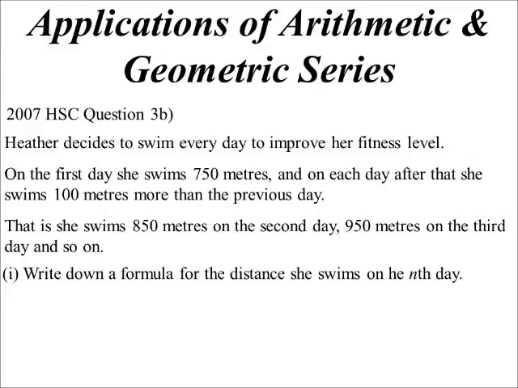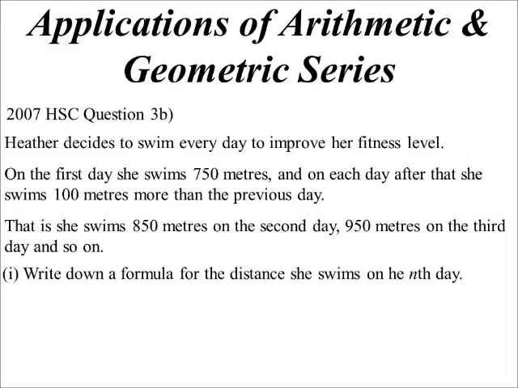So on the first day she swims 750 metres. But that's not good enough. And then each day after that, she swims 100 metres more, so another 2 laps. So, in other words, in case we don't quite understand what they mean, she swims 850 on the second day, 950 on the third day, and so on. And the question is, we want a formula for the distance she swims on the nth day.